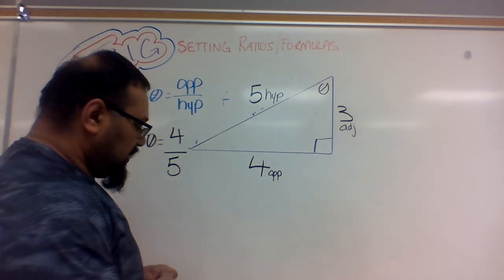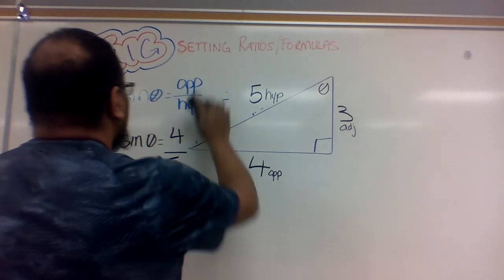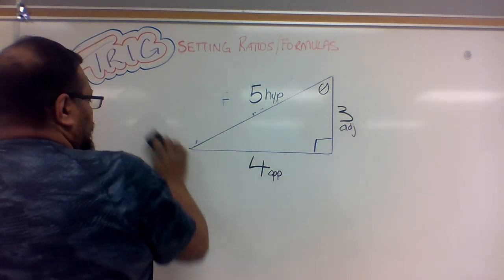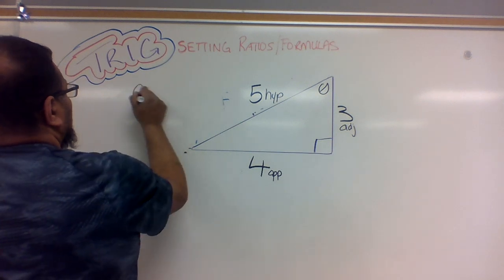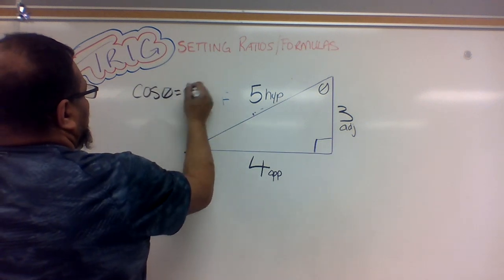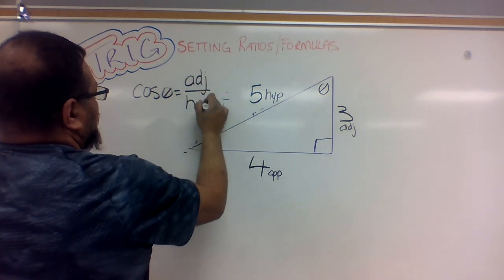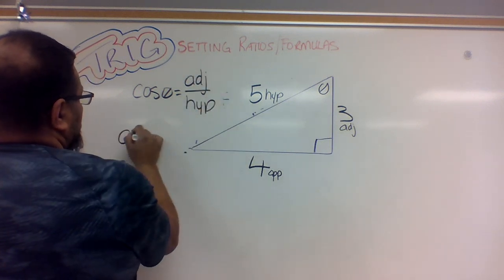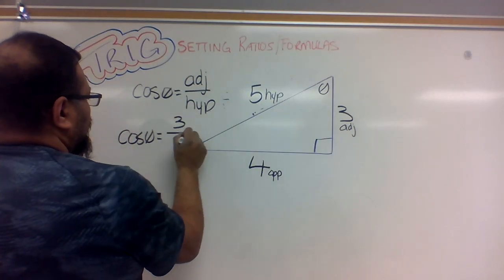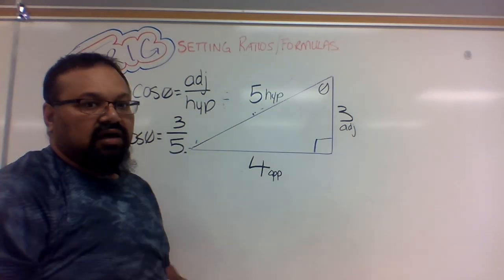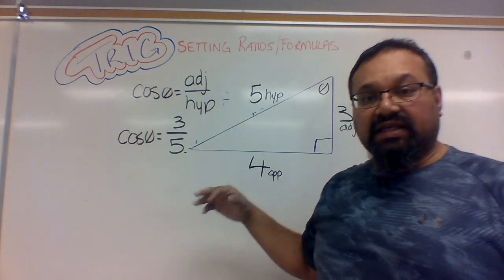And then lastly, the final one is cosine. The formula for cosine is adjacent over hypotenuse, and that means that the cosine of theta is going to be the adjacent over the hypotenuse. That's pretty much how to set up the formula before we go into the next steps.